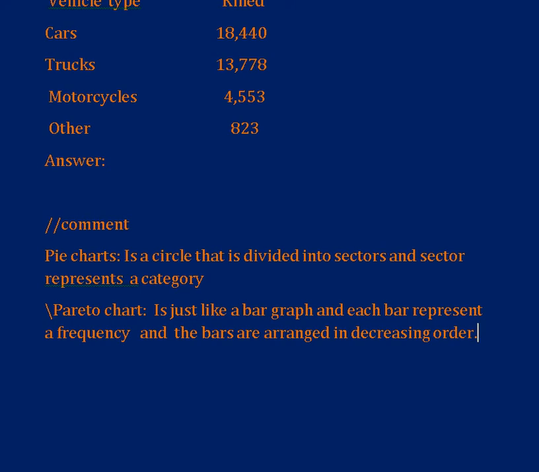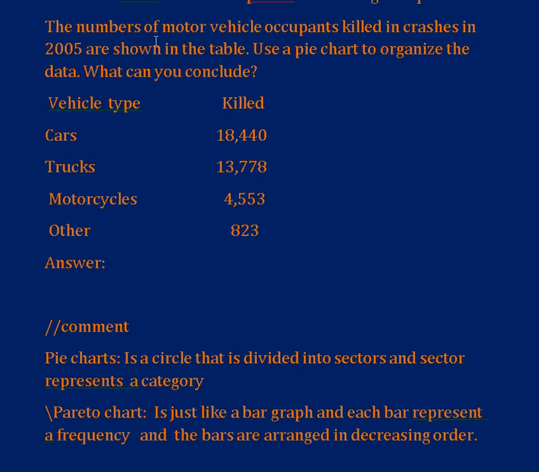So let's go ahead and use an Excel spreadsheet to construct this graph. But before we do that, let's answer the question. The question was: the number of motor vehicle occupants killed in crashes in 2005 are shown in the table. They took a sample of all the crashes and categorized them by vehicle type and the people killed. For cars, 18,440 people got killed. Trucks, 13,778. Motorcycles, and then other kinds of transportation, 823.